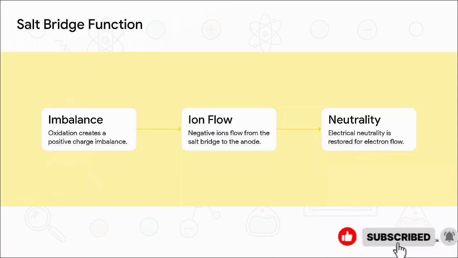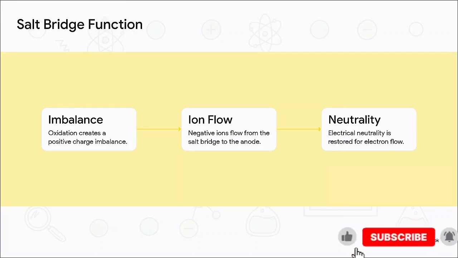Step 1. As oxidation happens over at the anode, let's say a zinc bar is losing electrons, positive zinc ions flood into the solution. Simultaneously, the cathode is consuming positive ions. If nothing stepped in, one beaker would become massively positive and the other massively negative. Step 2. To stop this, the salt bridge springs into action. Negative ions, like nitrate or chloride, flow from the salt bridge directly into the anode compartment to balance out that positive buildup. Step 3. Electrical neutrality is beautifully restored.